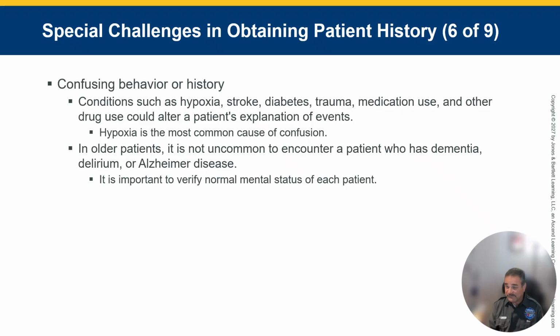Confusing. They have confused behavior or history. It could be all kinds of things causing this: low blood sugar, low oxygen. And in older patients, they may have disease processes that we categorize as organic brain syndromes, such as dementia, delirium, Alzheimer's disease. Try to find out what their normal mentation is. We talked about this earlier. See if this has changed, if this is new for them. If it is, it could be an acute condition that warrants immediate transport with an ALS unit.